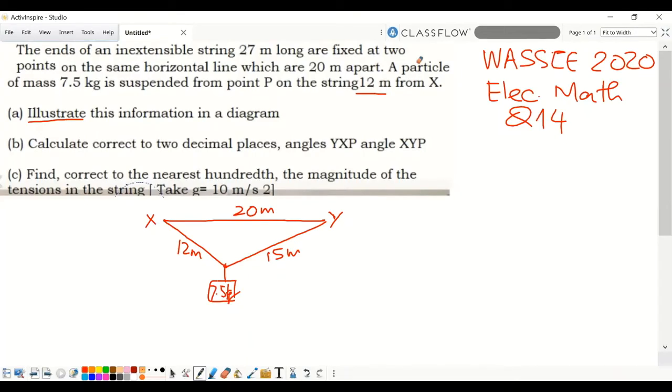Now, we have drawn the system. Anything else we need? That's it. B part says calculate, correct to two decimal places, angle YXP and XYP. So YXP, this is P, okay? So YXP will be this one. And cosine rule is the best way to find this angle.